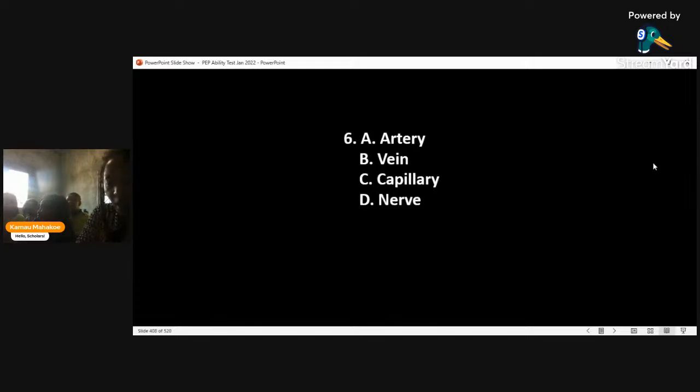Artery, vein, capillary, nerve. Artery, vein, capillary. What's a capillary? A capillary is a very thin blood vessel.